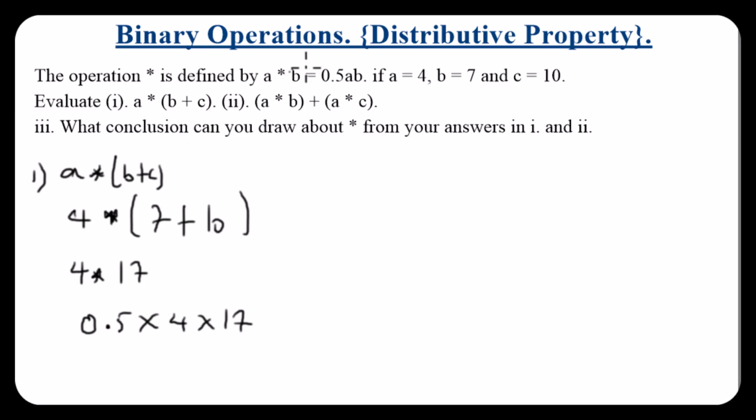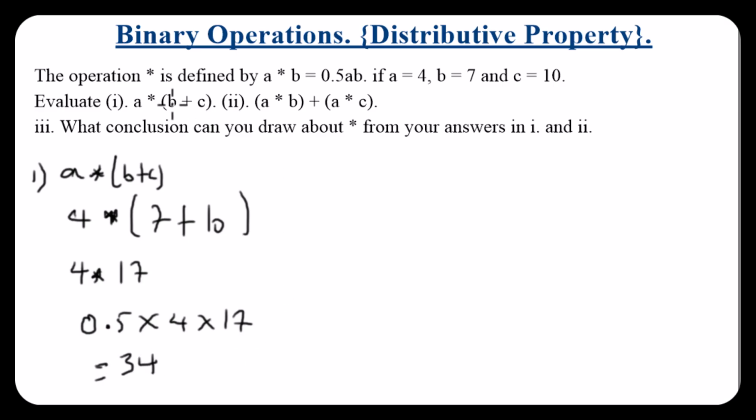So this is what has been defined there. I don't want to repeat it twice. I hope you are following. All right, multiplying this, 0.5 times 4, that's 2, and 2 times 17 is 34. So this is simply equal to 34.